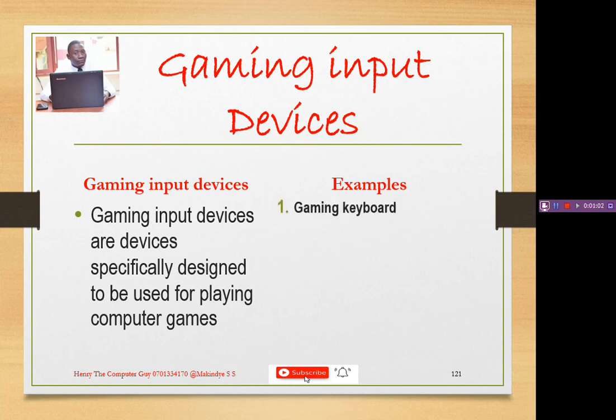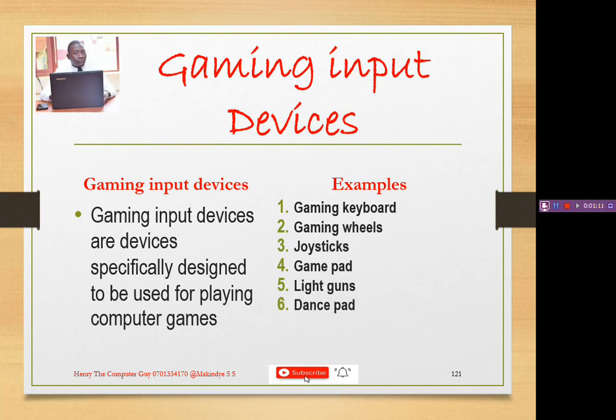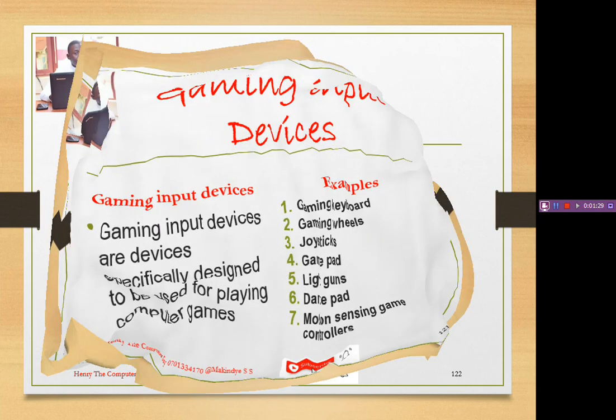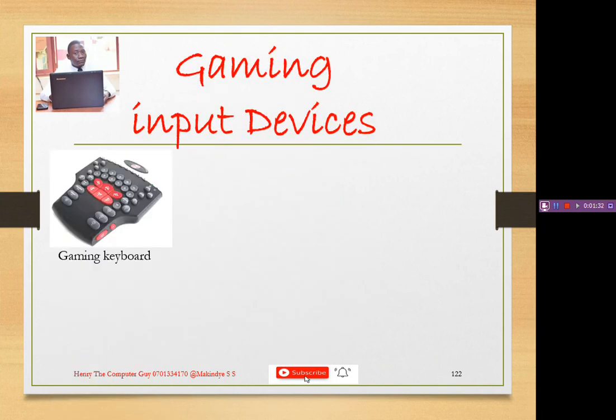We have the gaming keyboard, the gaming wheel, the joysticks, the game pads, the light guns, the dance pad, and the motion sensing game controllers. Some of them are not new to you because you use them at home. Now we're going to pick them one by one and give a brief description of each. We continue, and we're going to begin with the gaming keyboard.